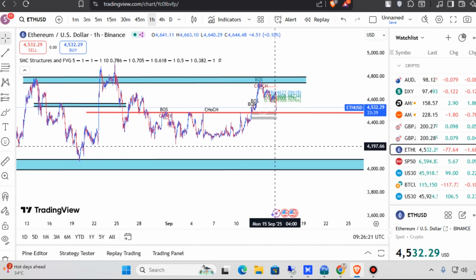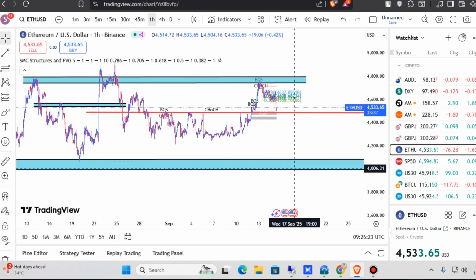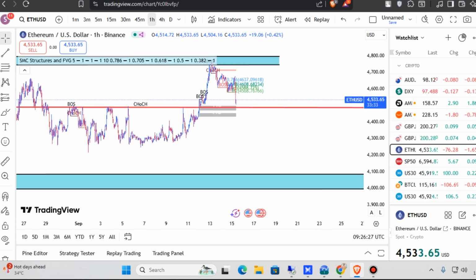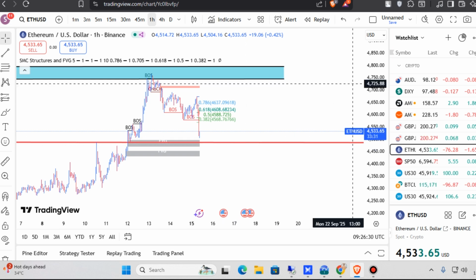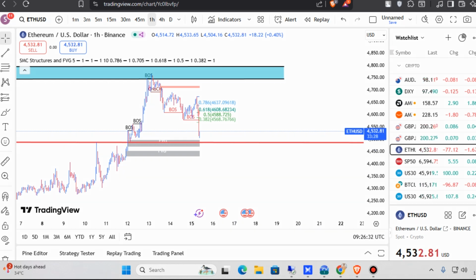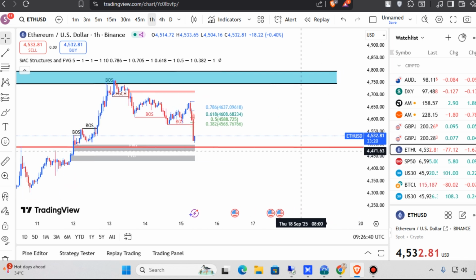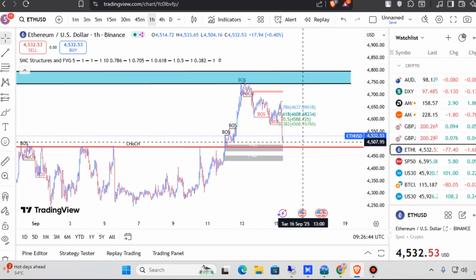I will say that this 4000 area is very important, and it should work. Maybe this area can also work like this. It totally depends on the market and candlestick patterns, which type of candlestick patterns form.